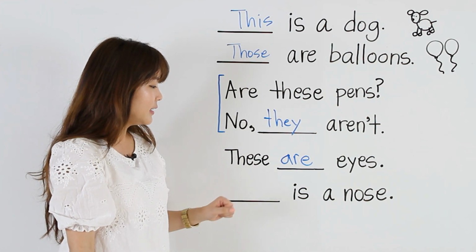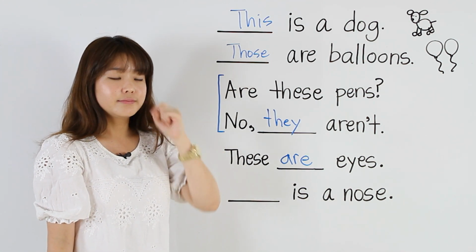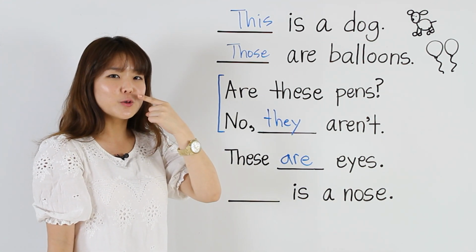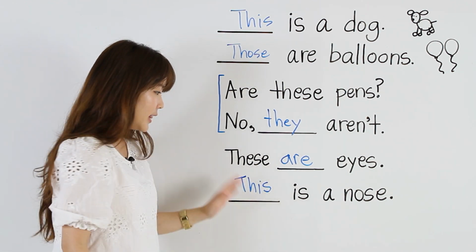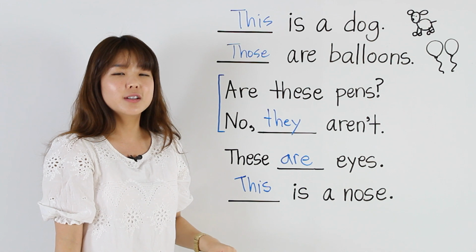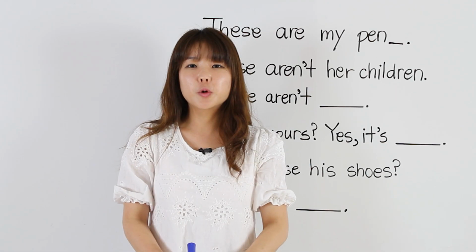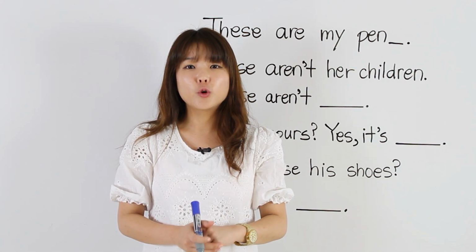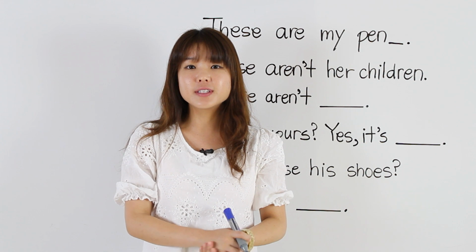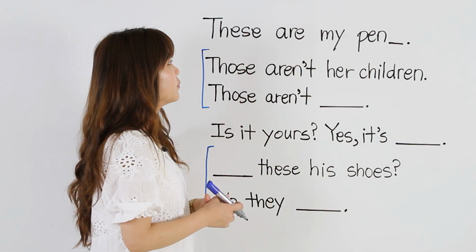Okay, and here is a nose. One, a nose, and it's close. So I have to say this. This is a nose. Okay, let's move on to the next part. We're going to do some more checkup. Now here, I want you to focus on possessive adjectives and possessive pronouns. Let's look at the first example.